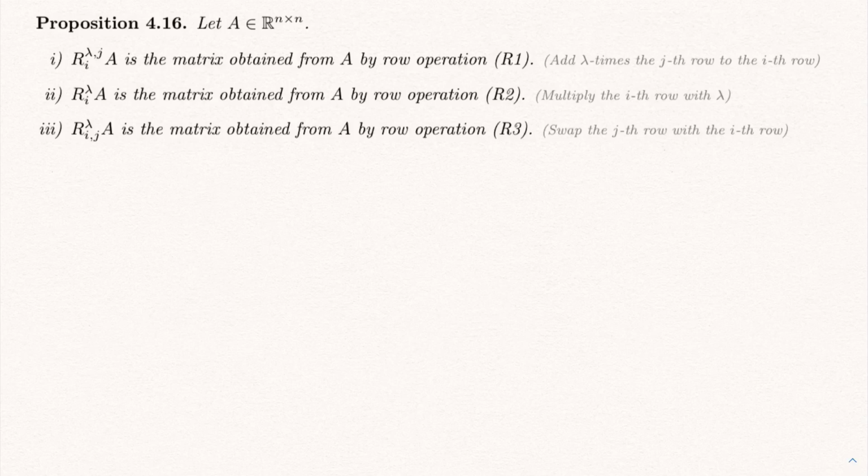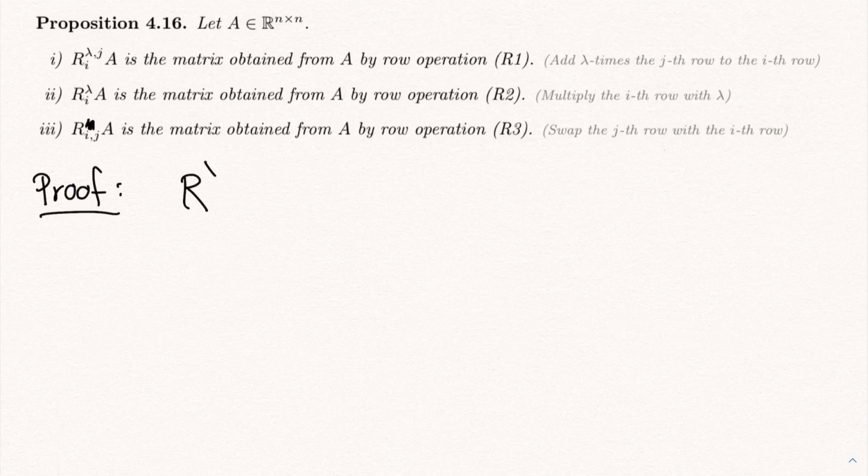And here's a typo, so there shouldn't be a lambda. And the third statement is that this Rij, if I multiply it with A, then this swaps the jth and ith row, which is our row operation R3. So let's prove this. I will just do number 1, and the 2 and 3 you can try to do by yourself.